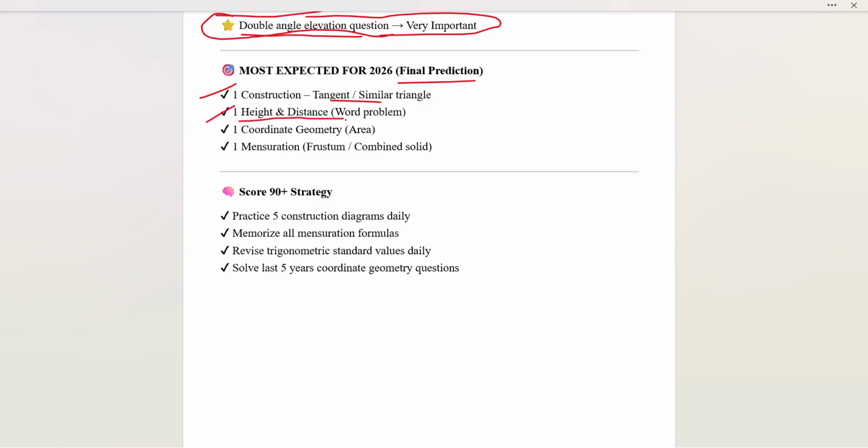So, one question from height and distance. It is a word problem. Next is one question from coordinate geometry. It is to calculate area. And next is one mensuration question from frustum or combined solid.